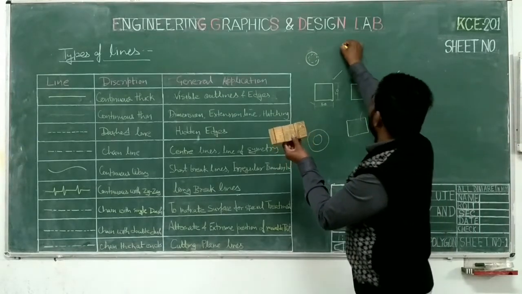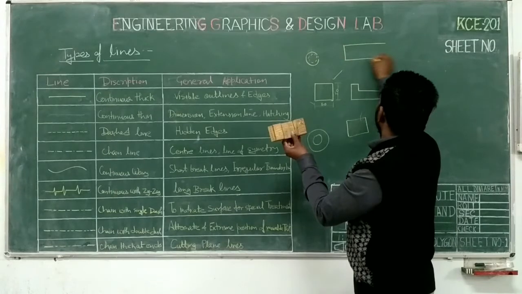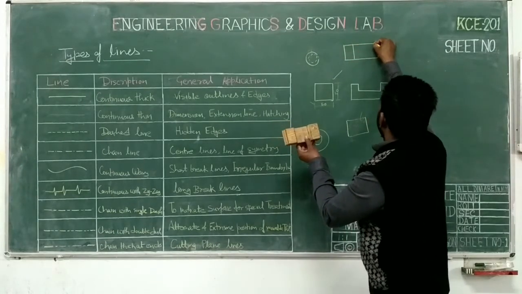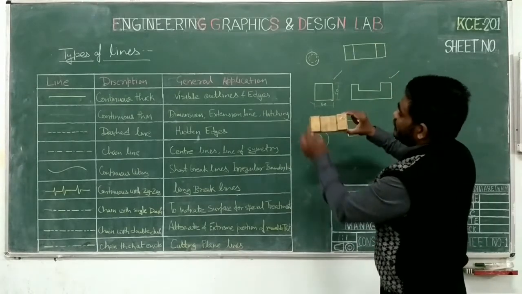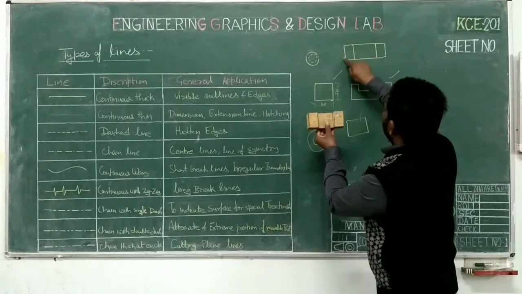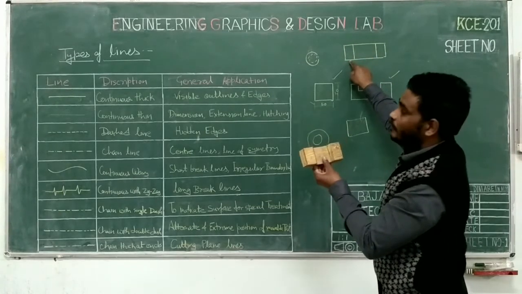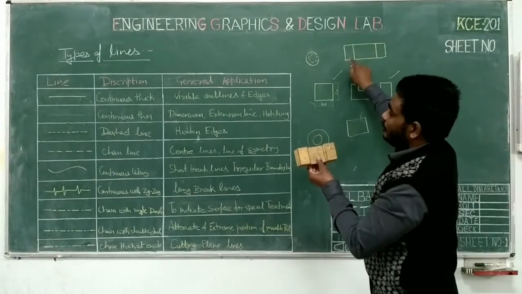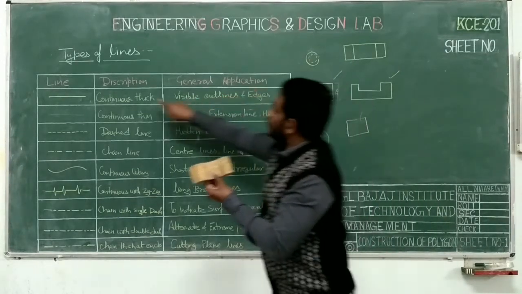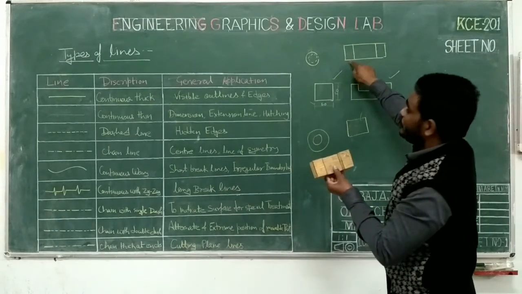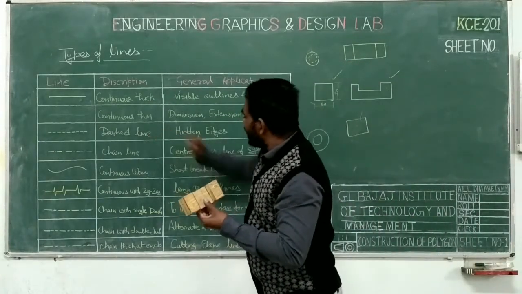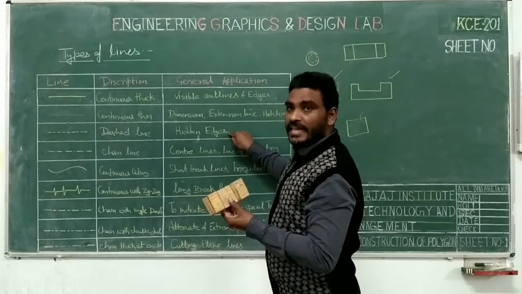So in this case, we will draw the drawing like this, because this is visible, this is visible, this is visible, this is visible. These all we have drawn here with the help of continuous thick line, because for visible outlines and edges we have to use continuous thick line. So we have used continuous thick line here. But we are discussing dash line, and dash line is used to indicate hidden edges.